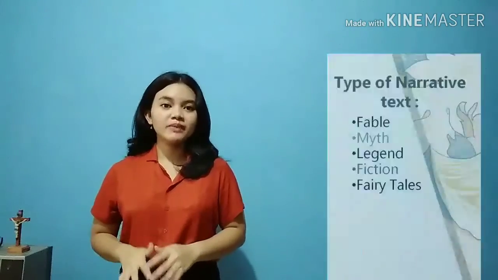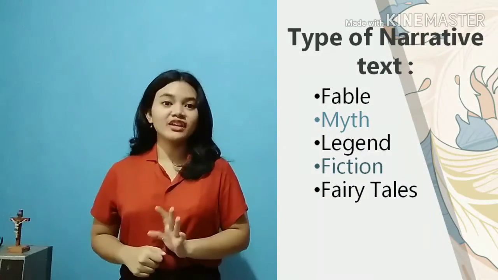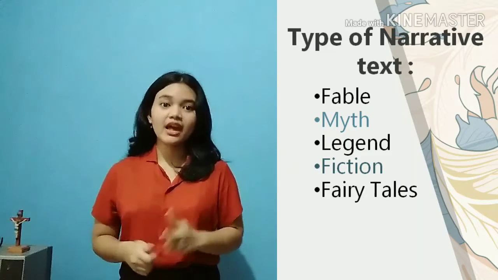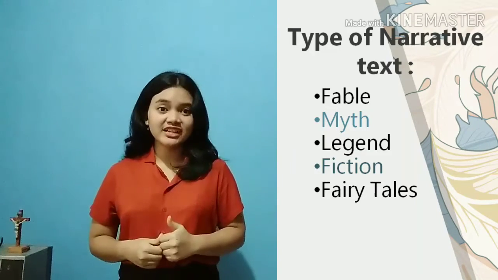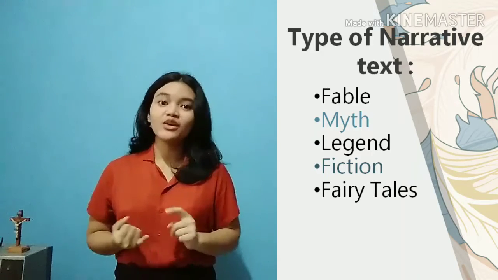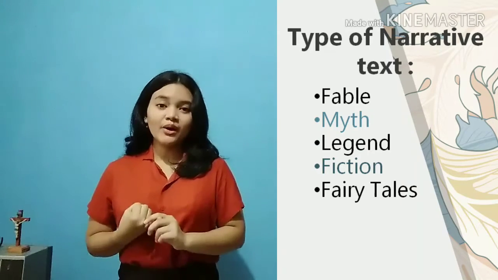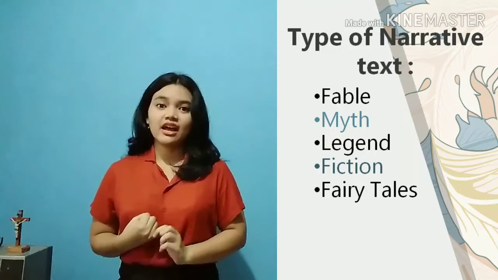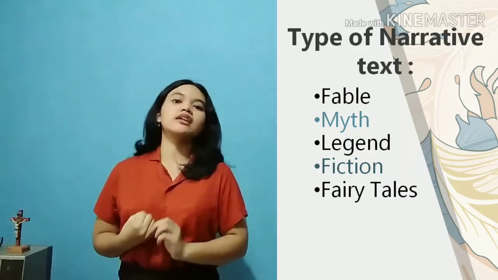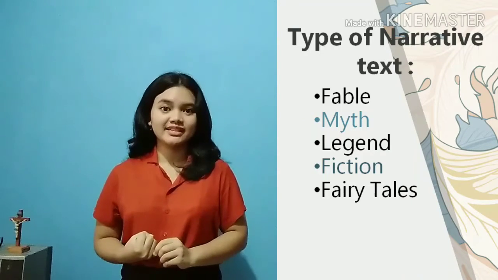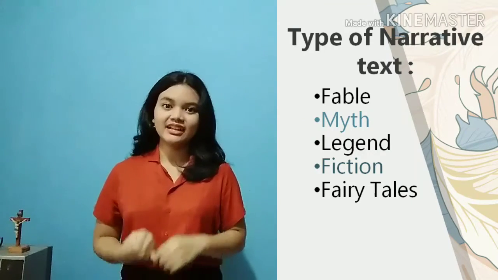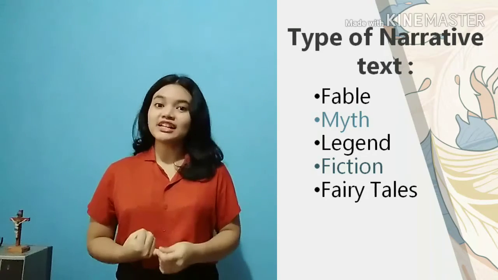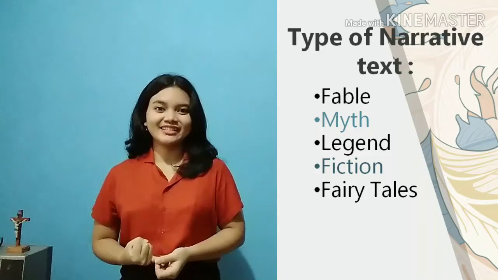Okay, and now I will mention 5 types of narrative text. There are fable, myth, legend, fiction, and fairy tale. First, fable is a story with a moral in which the characters are animals that behave like humans. For example, Rabbit and Turtle, The 3 Little Pigs, and etc.